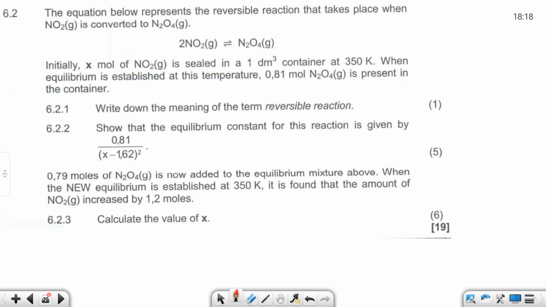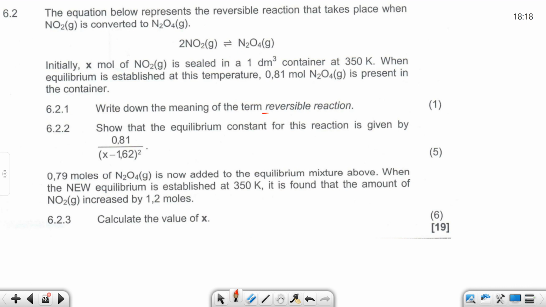The equation below represents the reversible reaction that takes place when NO2 is converted to N2O4. We have that. Is that fine? We all know that we use the table, right? That's the easiest way. There are other methods, but can we not talk about other methods? It's too late for that. So we just go for the table. All right, can we draw the table quickly, everybody?